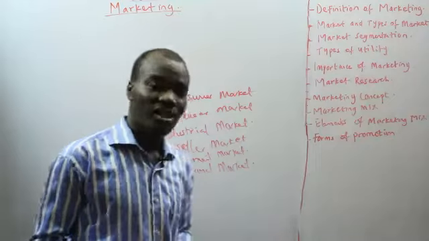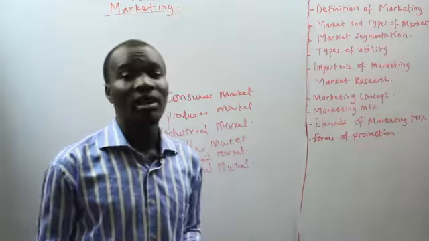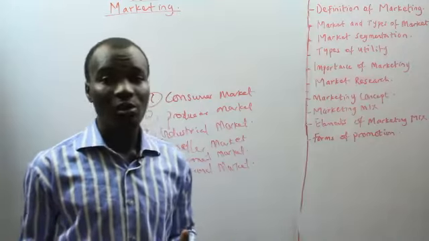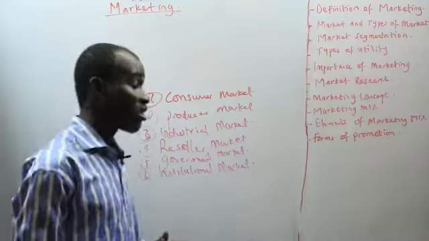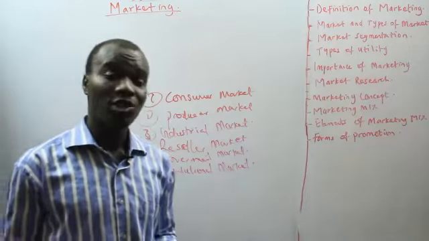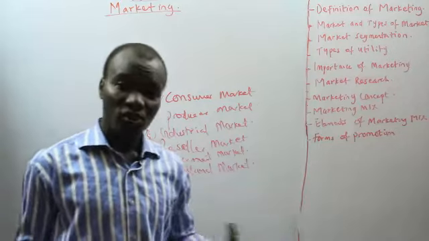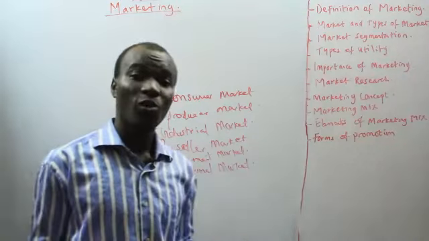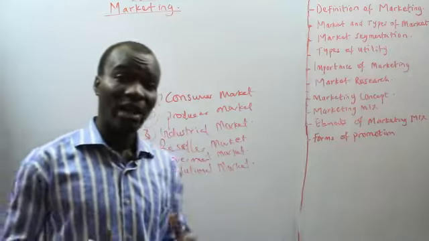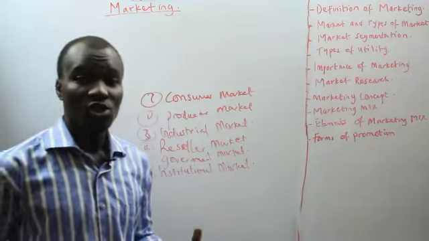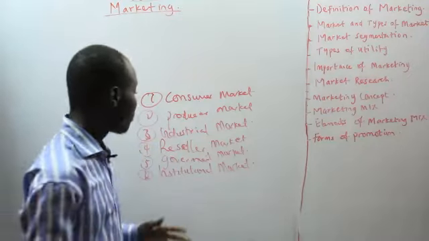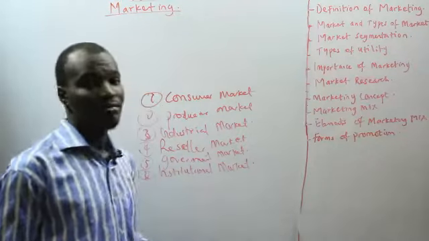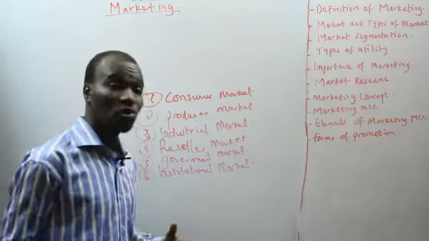Now the next thing we have is the reseller market. This market consists of intermediaries, also called middlemen, who are the wholesaler and the retailer. In this market, the wholesaler and retailer buy goods and sell goods to ensure the flow of distribution of goods to the final consumer. The intermediaries buy the goods for resale in order to make a profit. So that category of market that consists of the wholesaler and the retailer is called a reseller market, where goods and services are bought for resale.